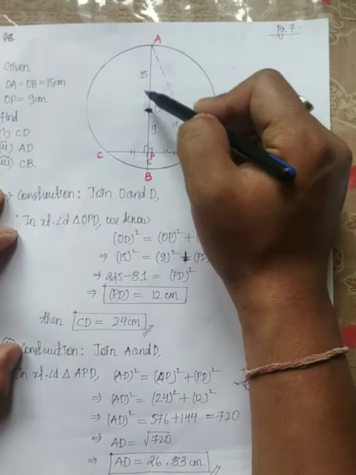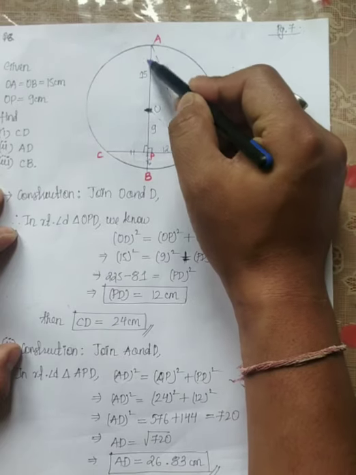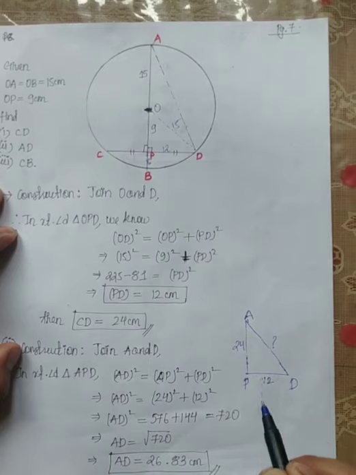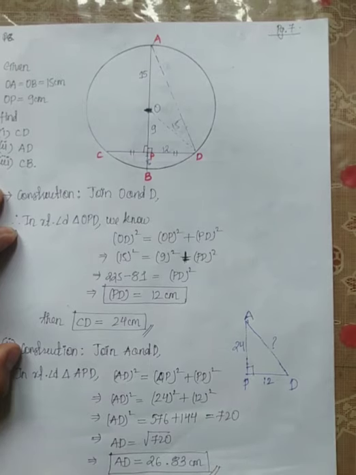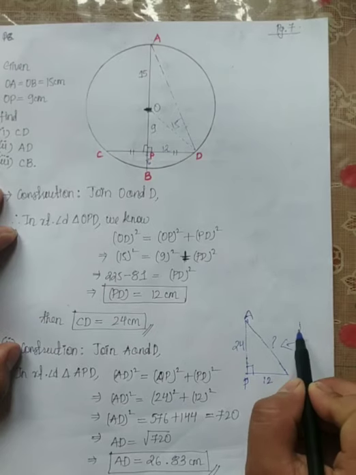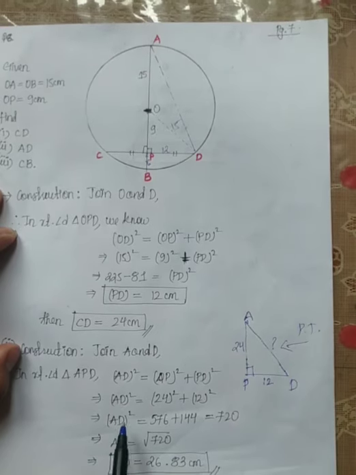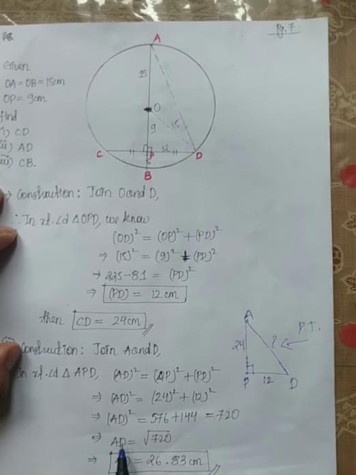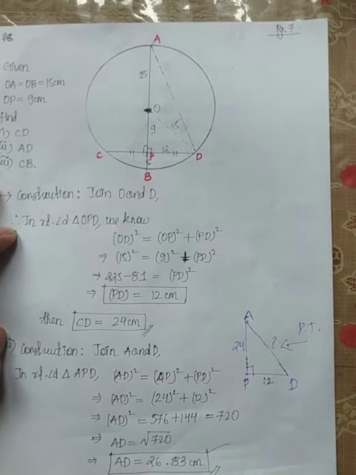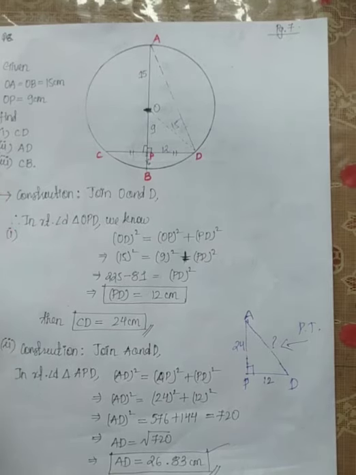So what is 15 plus 9? 15 plus 9 will be how much? 24. And this is 90 degree. So now it's very easy. On this figure, use your Pythagoras theorem. So by Pythagoras theorem, AD is equal to root over 720, and square root of 720 will be 26.83. So this is your part 2. Pause the video to note it down.